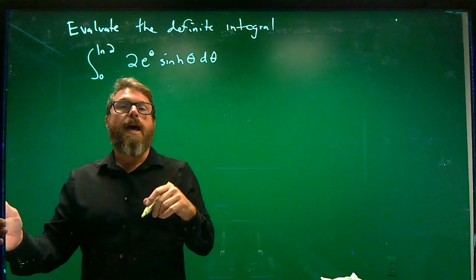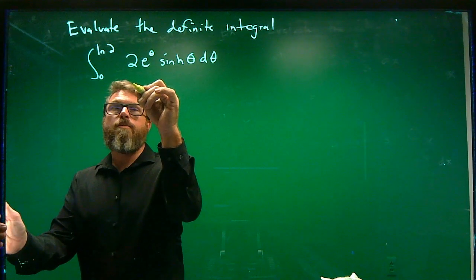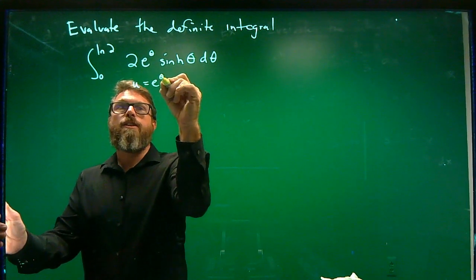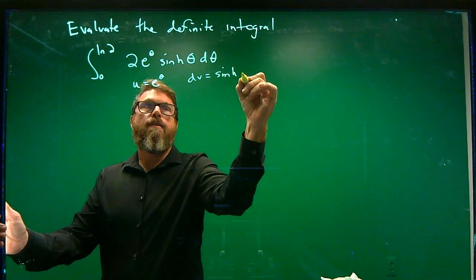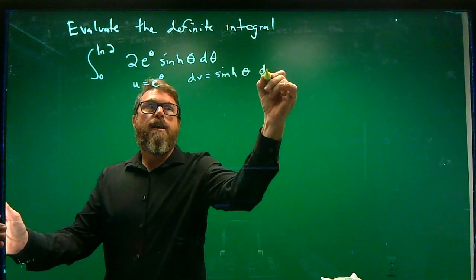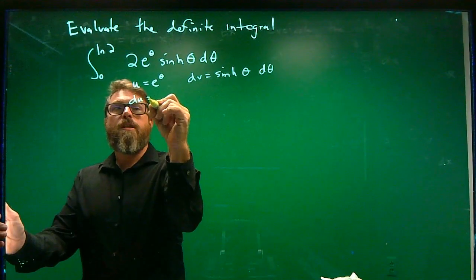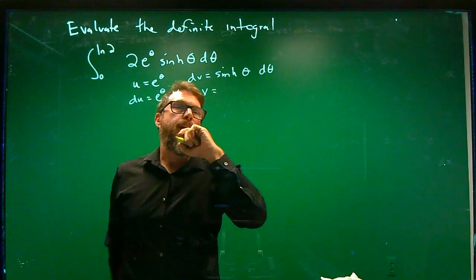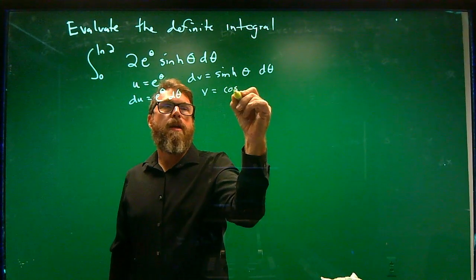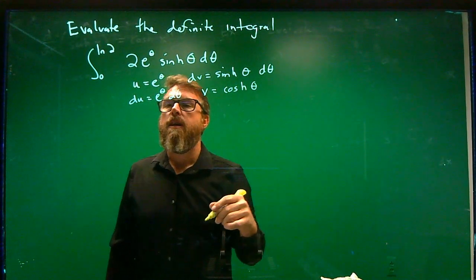Your sine function is your u and your dv. So I'm just going to say u is equal to e to the theta. So then dv is going to be the hyperbolic sine of theta d theta. So that means du is going to be equal to e to the theta d theta, and then v is going to be its antiderivative, which is going to be the hyperbolic cosine of theta.